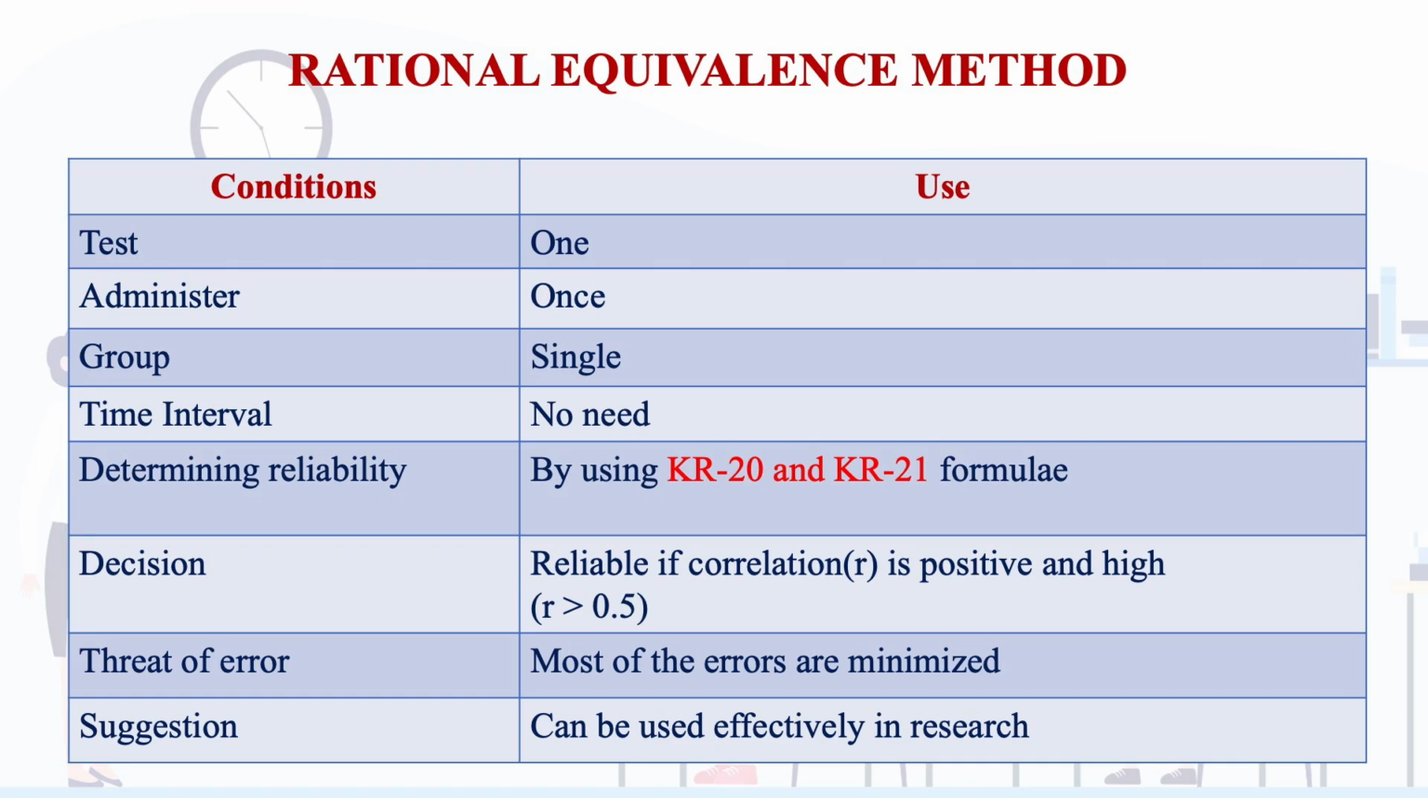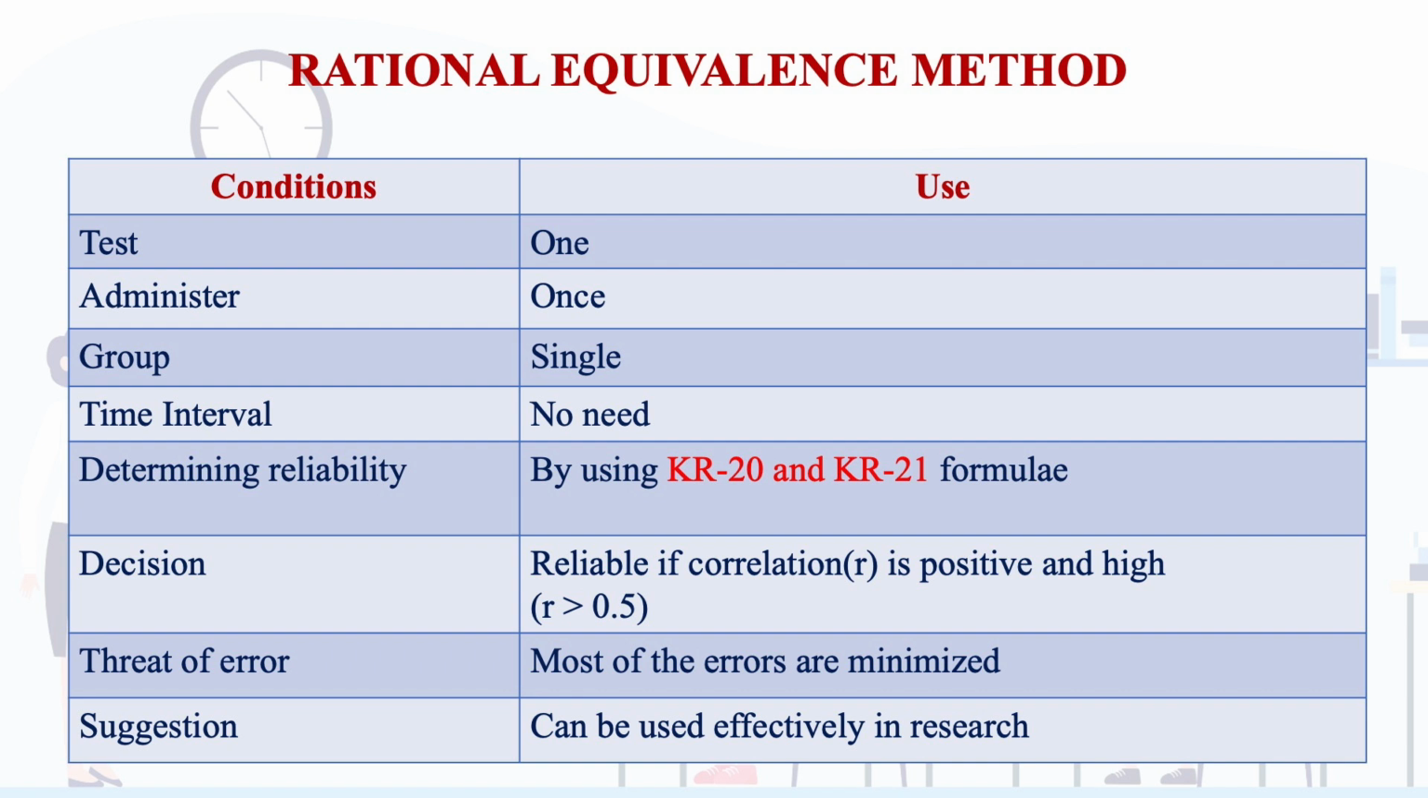After using either KR20 or KR21, if the reliability coefficient is positive and high, that means if R is greater than 0.5, then you can say that your test is a reliable test. As for the threat of error, there is no question of making any error here; an error is only possible if you wrongly use the formula. If you have used the formula rightly, there is no question of error. So I can say this is the best method. It can be used effectively in research and in test construction.